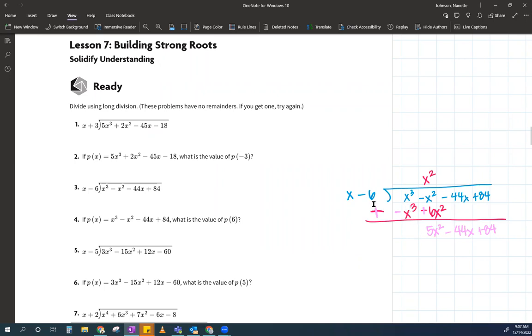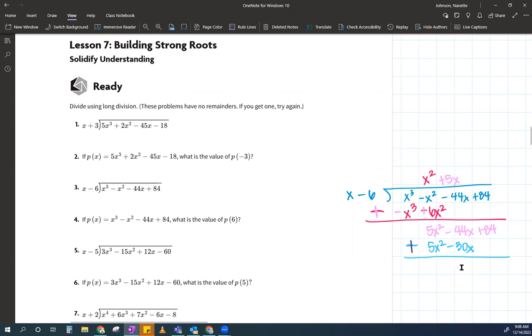And then I repeat. So X times what gives me 5X squared? And that's plus 5X, right? And then I will multiply. So 5X times X, well, that's 5X squared. And then 5X times negative 6, well, that's negative 30X. And I'm going to subtract, right? And because I subtract, I'm going to add the opposite. So I change everybody's signs.